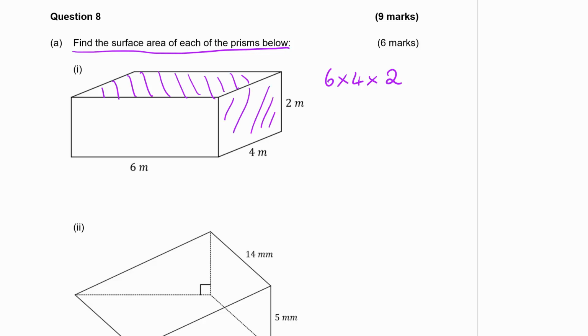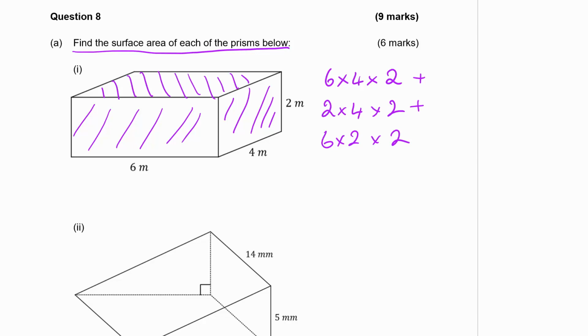We've got a surface here which is 2 by 4, and we'd have 2 of those. And then we've got one at the front here which is 6 by 2, and we've got 2 of those as well. And we just need to add those up.